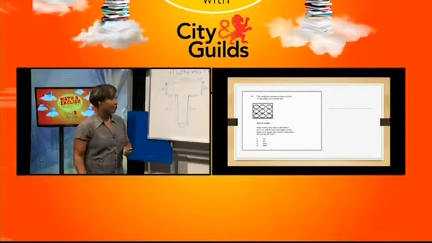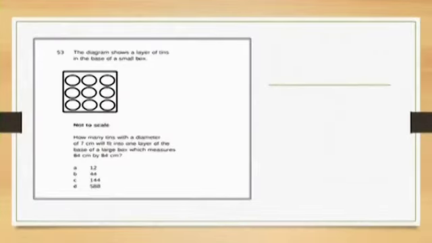All right. So the diagram shows a layer of tins in the base of a small box. And it's not drawn to scale, but you can see it right there. How many tins with a diameter of 7 centimeters will fit into one layer of the base of a large box, which measures 84 centimeters by 84 centimeters?